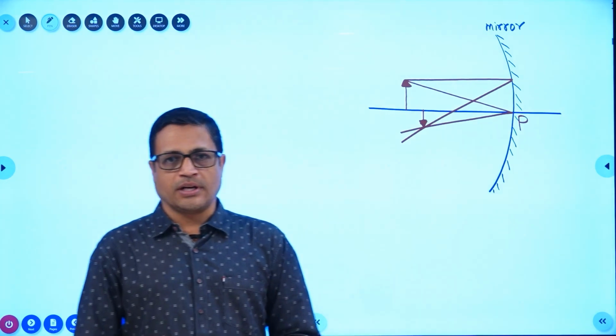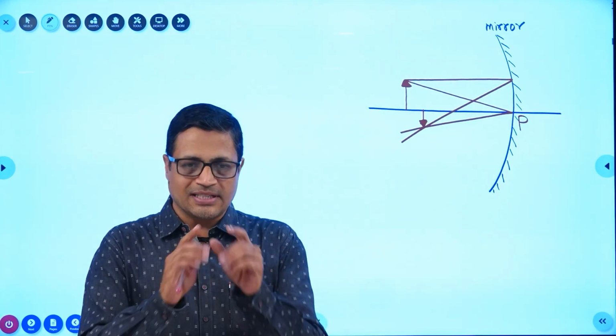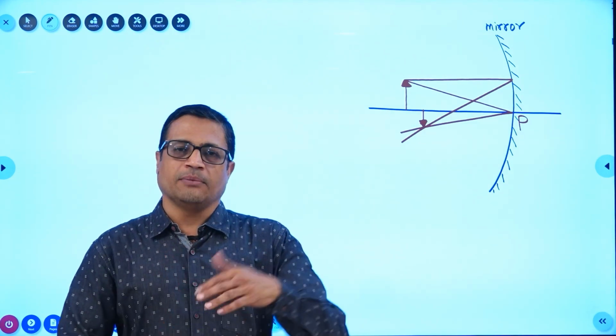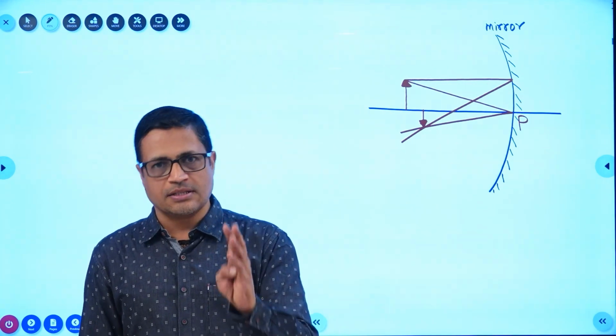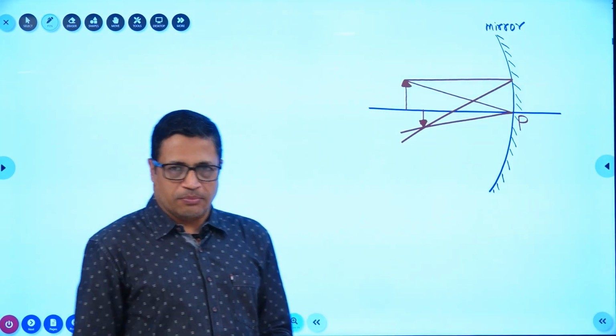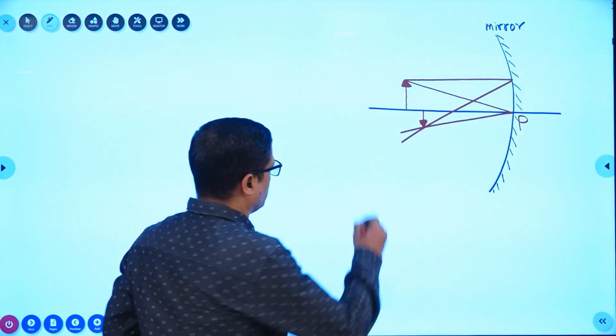Now we will look at the formula for magnification, the various aspects of looking at the value of magnification, and application of magnification for lenses and for mirrors. We need to take some situation to begin with. So let us look at a concave mirror where there is an object kept.